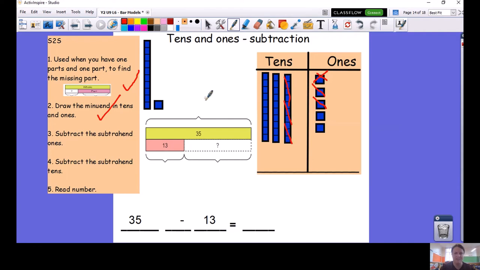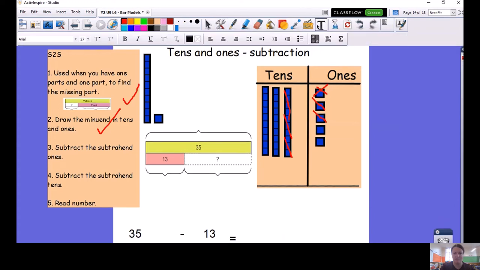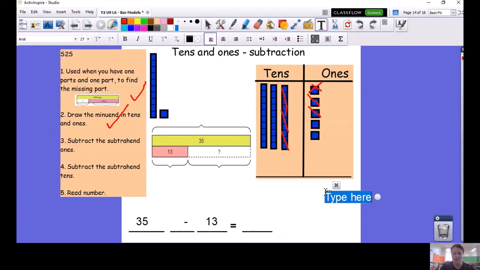Okay, now I need to count them. How many have I got left? How many ones do I have? I've got 2. How many tens do I have? I've got 2. So I'm only counting the numbers that haven't been crossed out. So there's 2 tens that haven't been crossed out and 2 ones that haven't been crossed out. So my answer is 22.